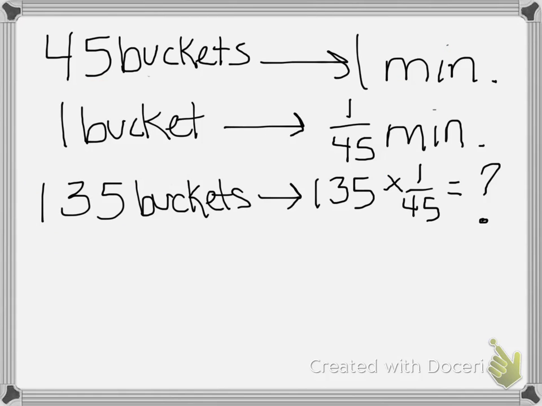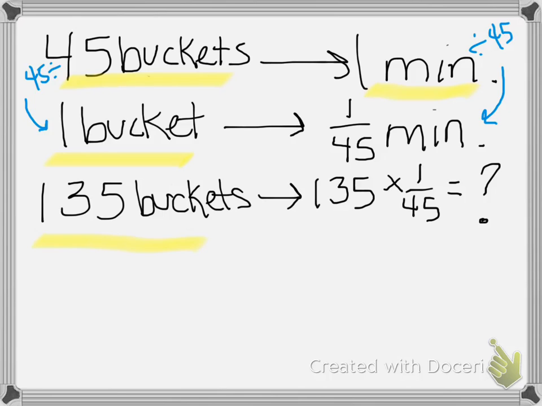Another question. If we can fill 45 buckets in 1 minute, then we can figure out how long it takes to fill 1 bucket, and we can figure out what we need later. So, to figure out 1 bucket, we need to divide each side by 45. That will give us 1 bucket, but it also will give us 1/45 of a minute.